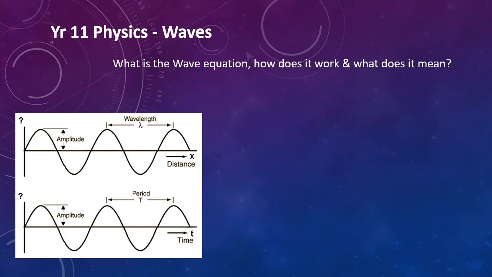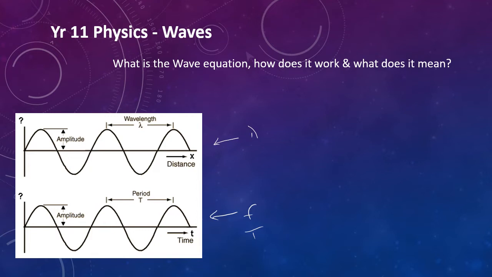Here's a graph of one single wave, but graphed with two different x-axes. This one here gives us information about wavelength. This one here will give us information about the frequency and also the period as well. Time on the x-axis, distance on the x-axis. Anyway, they both hold information about a particular wave.